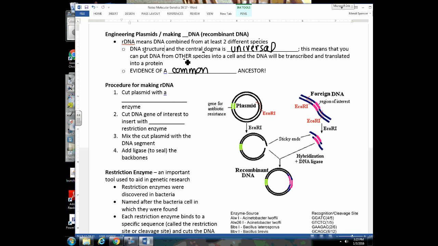So first, let's talk about how we can make this recombinant DNA. We need to take a plasmid, and we need to open it up so we can insert some DNA. So we have to cut it. Now, a tool that we can use to cut DNA is called a restriction enzyme.